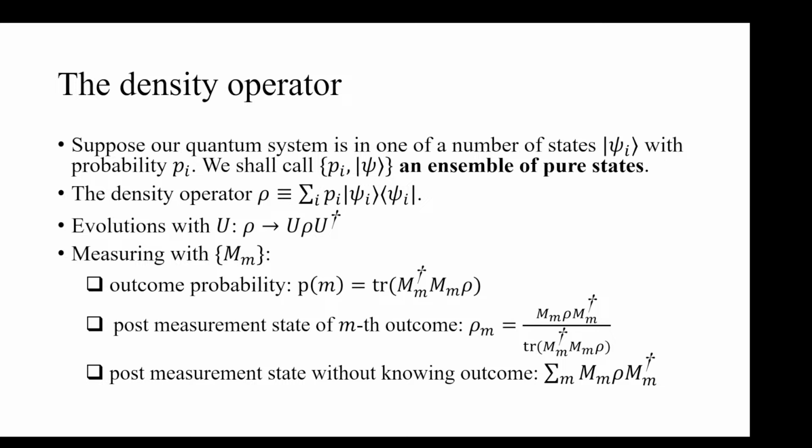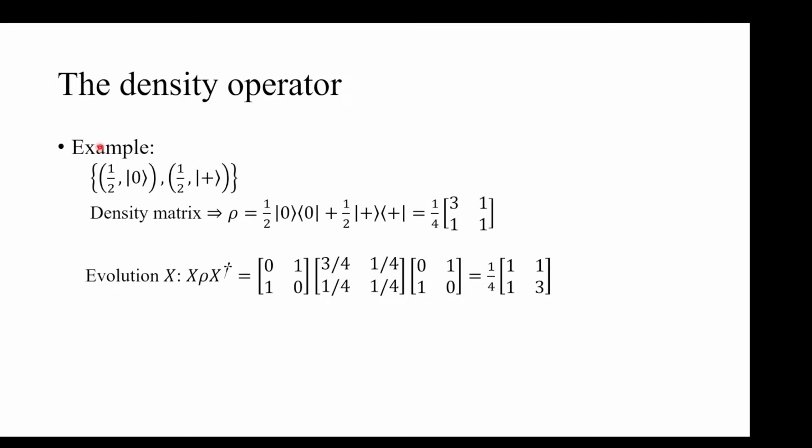So we have some states psi i with probabilities pi. We call this an ensemble of pure states: some classical probabilities pi mixing those states psi i. Then we can write down the density operator as the summation over i of pi times ket psi i bra psi i, and we have proved that this density operator has all the quantum properties of this ensemble of pure states.